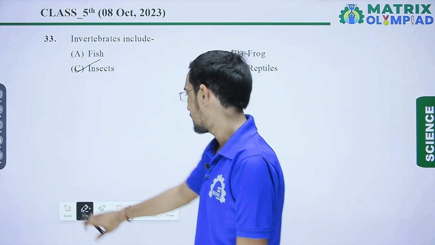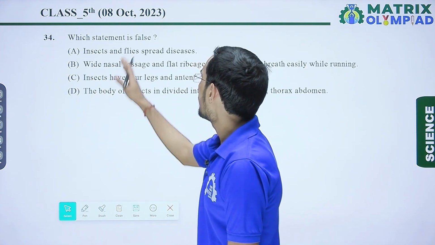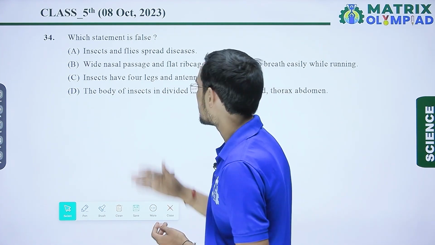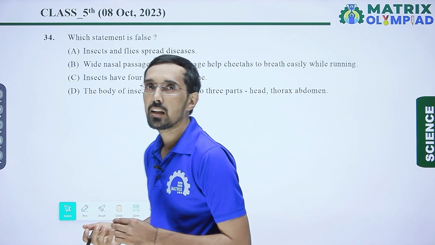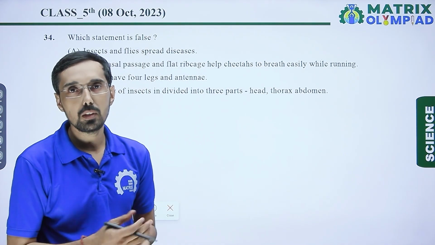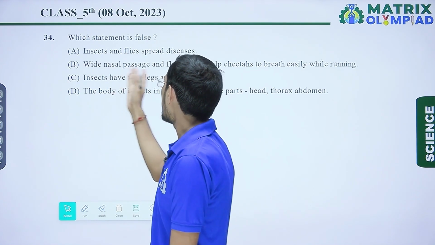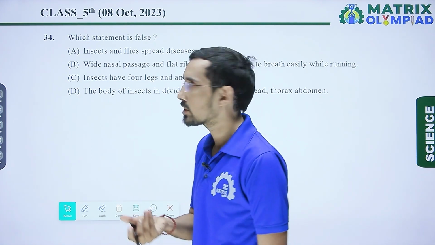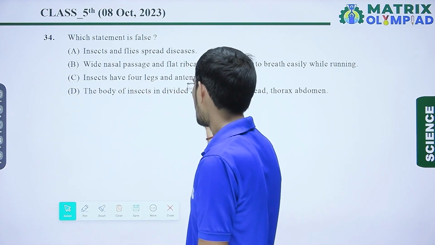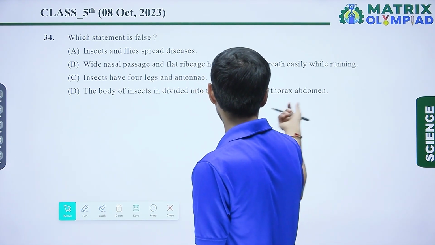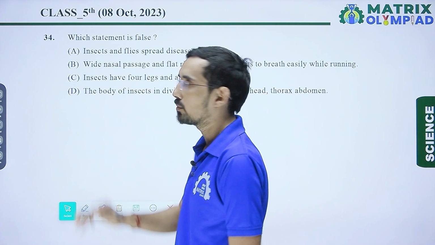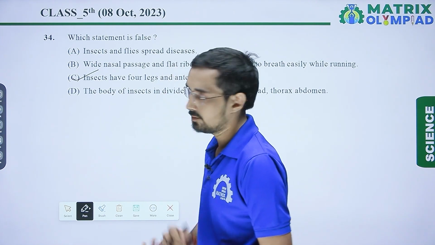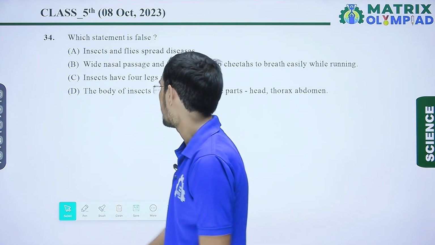Now move to the next question. Which statement is false? We have to find out the wrong statement. Insects and flies spread disease. As we all know, many insects are carriers and a few flies are also carriers of many diseases. Next, wide nasal passage and the flat rib cage help cheetahs to breathe easily while running. This is also a true statement. Insects have 4 legs and antenna. The body of insects is divided into head, thorax and abdomen. Option D will also be true. Our wrong statement is option C. Clear? Now move to the next question.